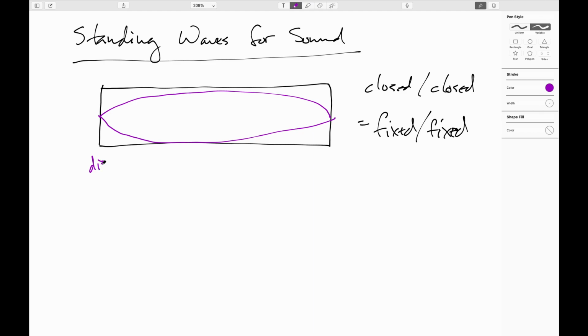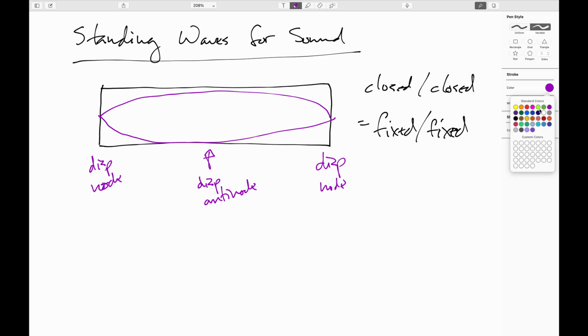So this will be a displacement node here and a displacement node here. And then if this was the first harmonic, we would have a displacement antinode here. Of course, right now we've got one loop. We could fit two loops, three loops, four loops, whatever. So it turns out that the harmonics are exactly the same as they are for the fixed case with a standing transverse wave.